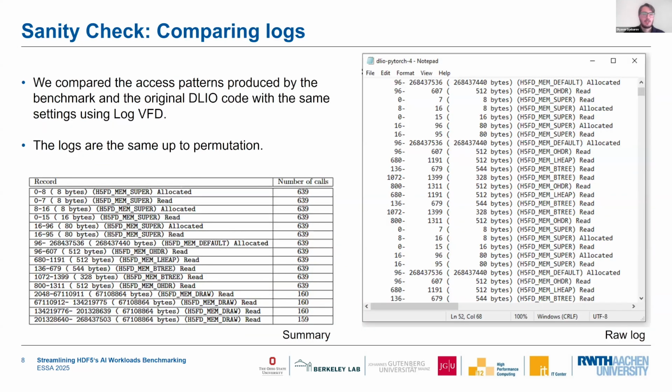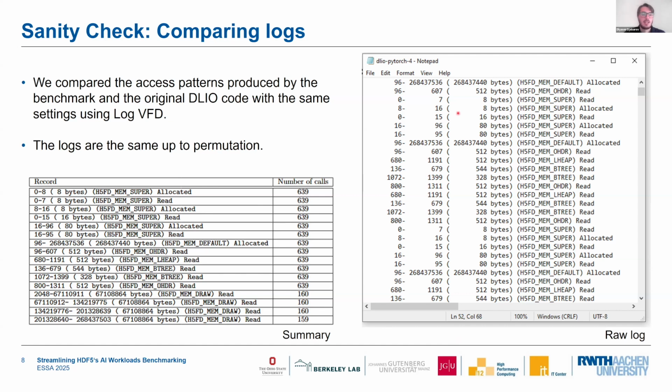So, firstly, we compare the access patterns produced by the benchmark and the original DLIO code with the same settings using log_vfd. Please don't read the right-hand side of the raw log. It's just a demonstration of what we have. We had a lot of log files, which consist of thousands, maybe 10,000s of lines.